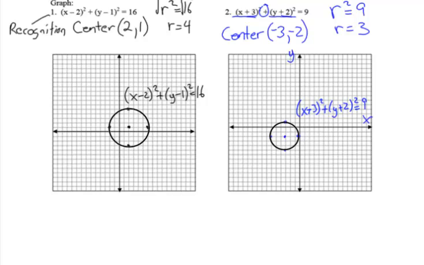All right, so again, just want to point out that what's happening is we're flipping the sign. When you look at question number 1, negative 2 became positive 2, negative 1 became positive 1. Here, positive 3 became negative 3, and negative 2 became positive 2.